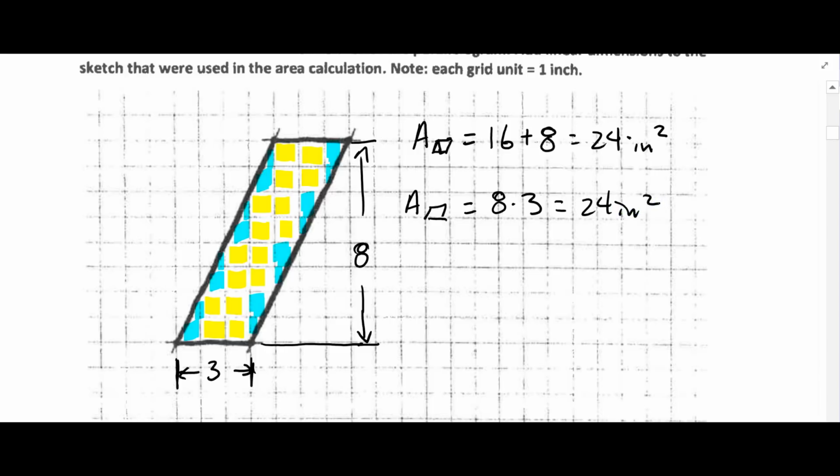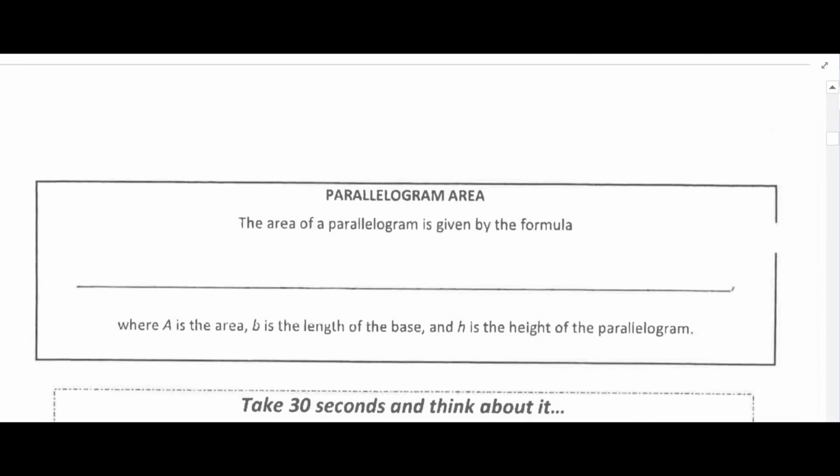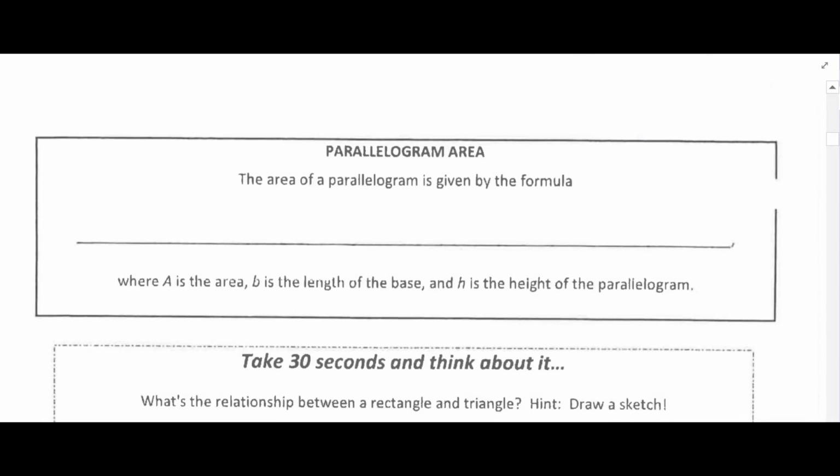And if we use this to come up with a formula over on the next page here, we can see that the area of a parallelogram is the same as the area of a rectangle. So area of a parallelogram is equal to base times height. Now, make sure that your base and height are perpendicular to each other. This is important.